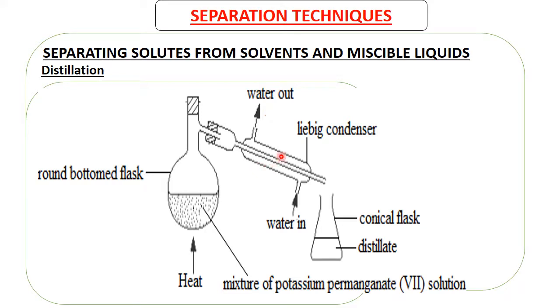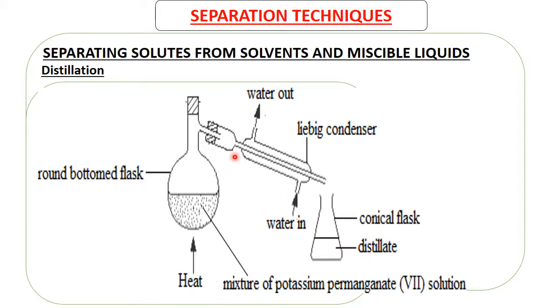Why do we want to have a lower temperature? That's the whole point of having this apparatus here. The lower temperature is going to make the vapor condense into a liquid. So we are going to have water here, which is going to fall down and be collected in the conical flask. The pure water collected, or the pure solvent collected in the conical flask, is called a distillate.